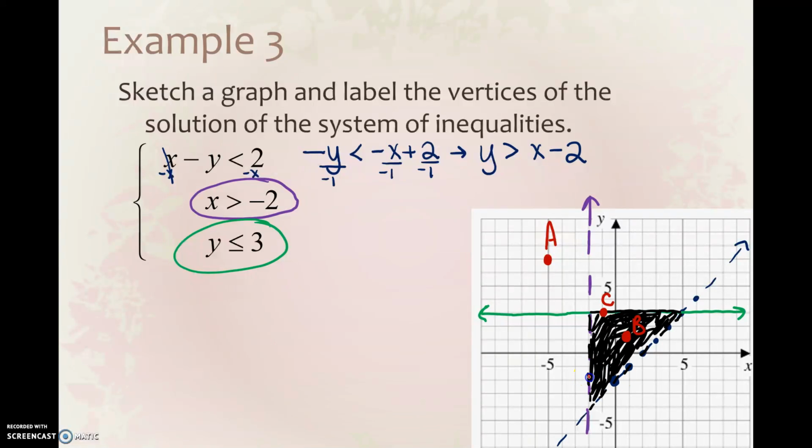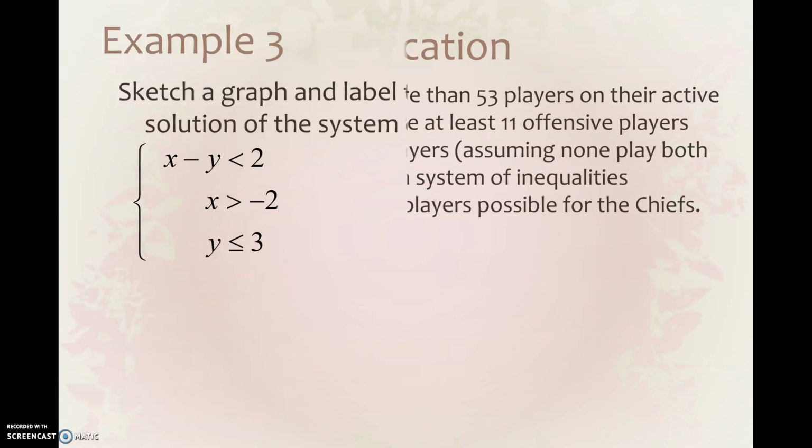But what if I were to put point D on that purple dashed line? No, because it's on a dashed line and the dashed line is not included in the shading. Okay, so the only 2 points here that are solutions would be B and C. Right?